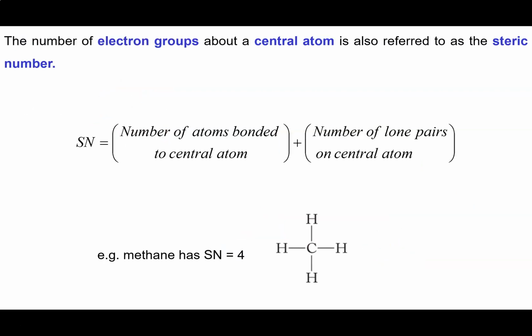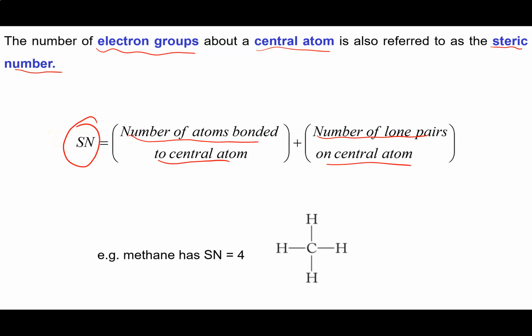So why is it important to know the number of electron groups? Because it's the number of electron groups around a central atom that are going to determine the shape of our molecule. So this number of electron groups is referred to as the steric number. It's the number of atoms bonded to the central atom plus the number of lone pairs on the central atom, and that gives you this thing called the steric number.